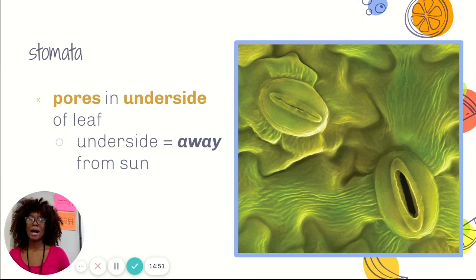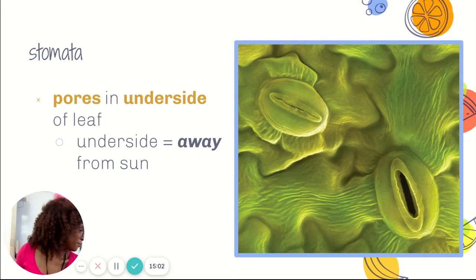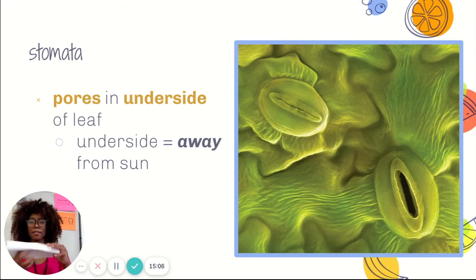So there are these things called stomata, also known as stoma, depending on if you're talking about singular or plural. These are actually going to be the pores in the underside of a leaf. So let's say this is a leaf. This is the sun beaming down. The underside is down here. That's the underside. This is where the stomata are found.